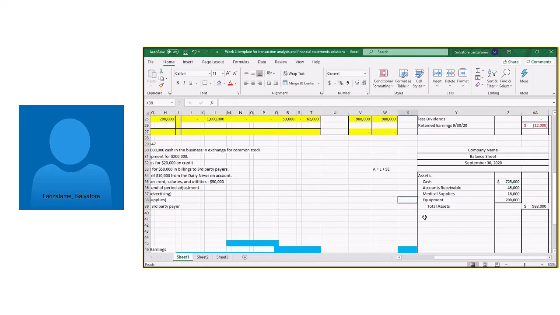So now we're hoping that the other side of the balance sheet also equals 988. We're going to start off by putting our liabilities in there. The liability that we had was accounts payable. We didn't have any, so we'll just put a 0 in there.